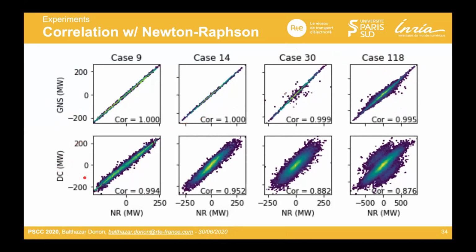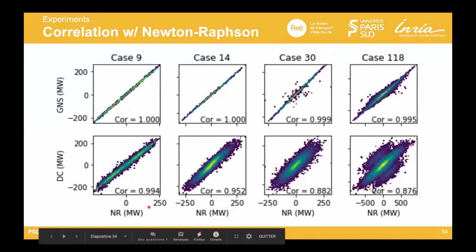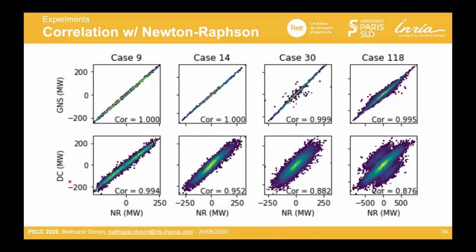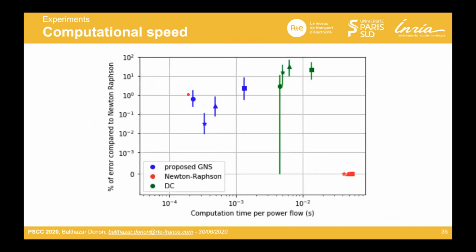At the bottom of the figure, you can see the correlation between the DC approximation and the Newton-Raphson method. The DC approximation relies on linearization of the physical equations, and you can see that it performs much worse than our graph neural solver.